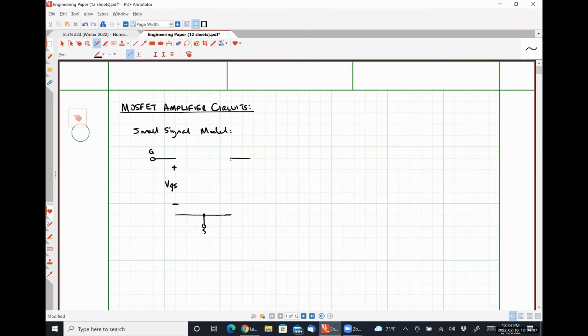The role of the MOSFET in an amplifier is to convert small perturbations in the DC voltage operating point into a current flowing through the drain. And so we are going to have a dependent current source given by gm, the transconductance of our MOSFET, which we're going to talk about in a moment, multiplied by VGS, which is our small signal gate source voltage.